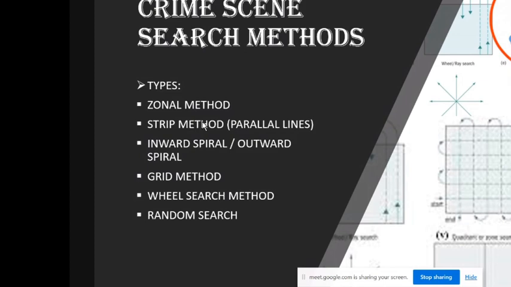Then the last point is random search. Random search is generally used in the secondary search when we confirm that nothing is left behind. The investigating officer just goes through the whole area and makes sure that we are not leaving any kind of evidence or traces behind which might be important or very much needed in future for the case.